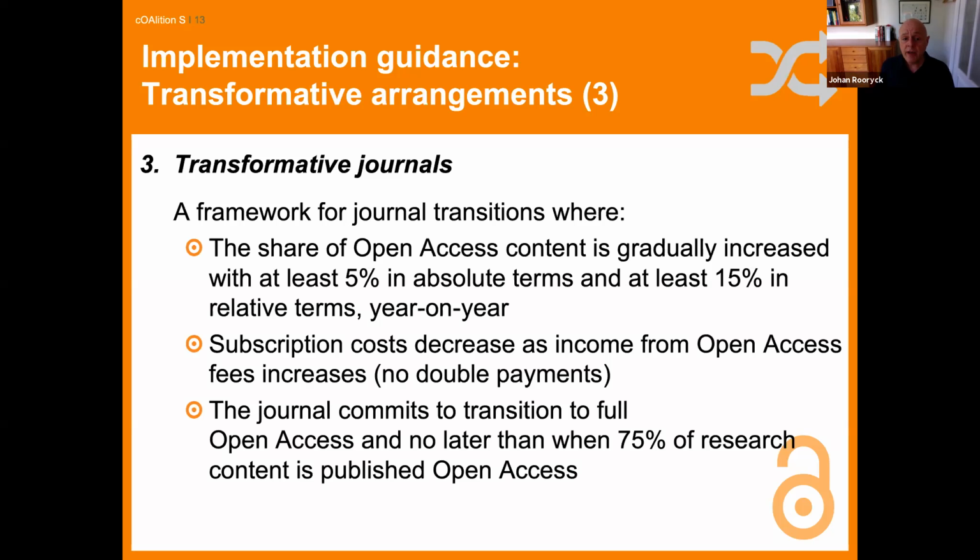And very importantly, the journal has to commit. Namely, the publisher has to make a firm commitment in writing to transition the journals to open access and to flip the journal to full open access when 75% of the research content is published open access.